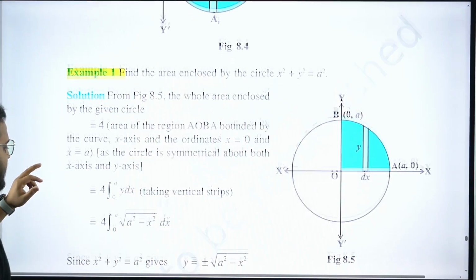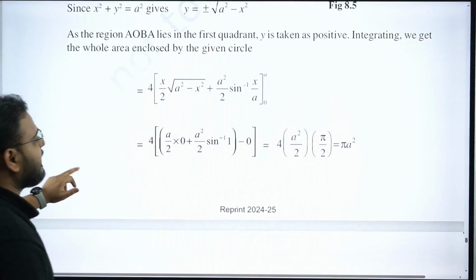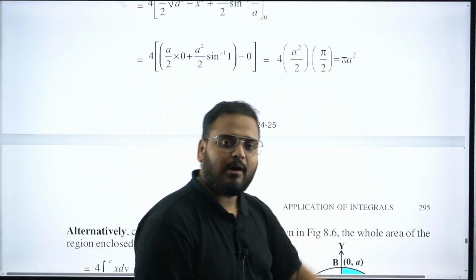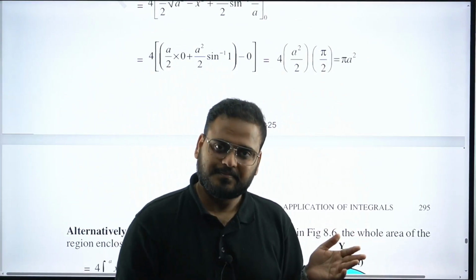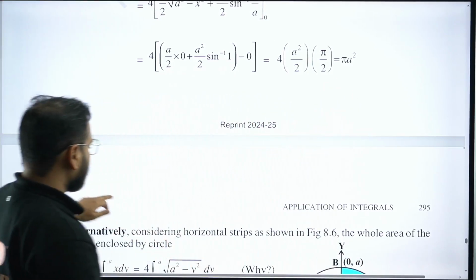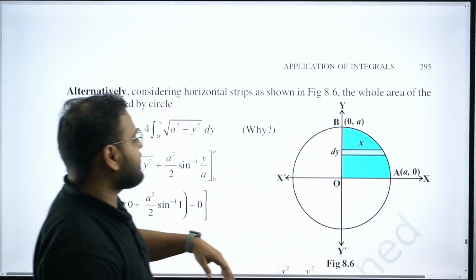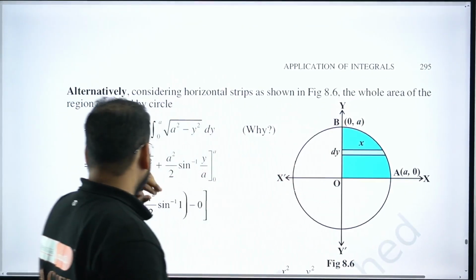Check this out. For ellipse, it comes as pi AB, right? It comes as pi A square in the case of circle. How come? Because in a circle A and B are equal, that's why pi A square over here. In ellipse we have pi AB. I think ellipse is also given over here. Please check. So over here, the limit is from 0 to A in the vertical.